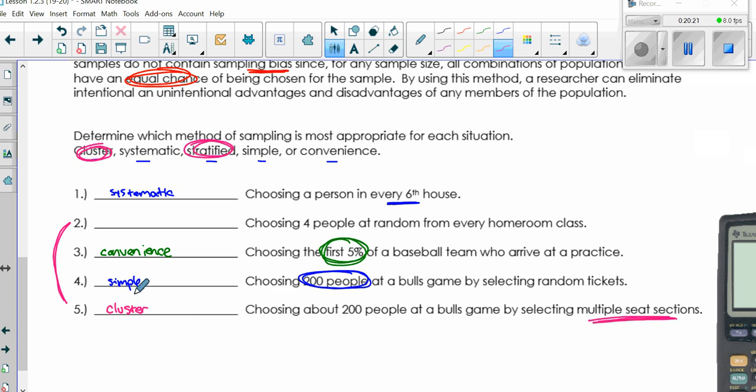Okay, so if this is clustered, then this would have to be stratified. And it's okay if you have to use process of elimination to get here. But let's talk about stratified. Stratified, again, means that we group and we pick within those groups.